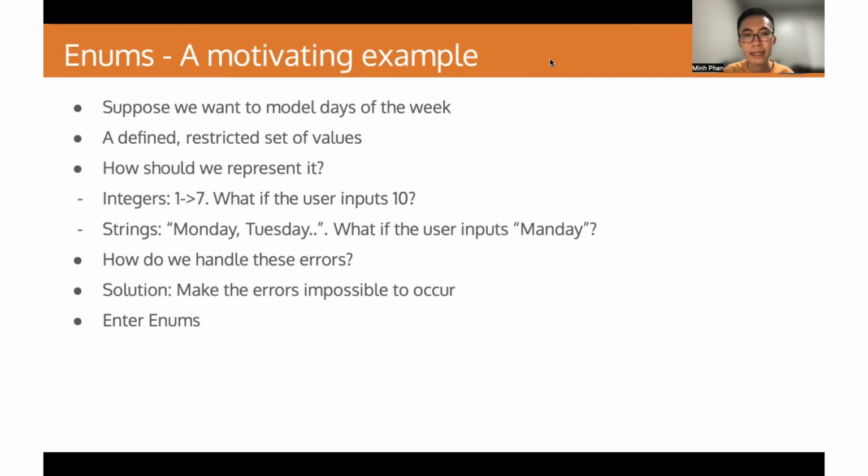Or we can do strings. Just write verbatim Monday, Tuesday, Wednesday for each day of the week. But then what if the user inputs something like "Mondya", a typo of Monday? How do we handle these errors? Do we throw errors? Do we crash the program? Something like that. So another solution is to just make these errors impossible to occur. We force the type into a very restrictive set of values. And that's where enums come in.